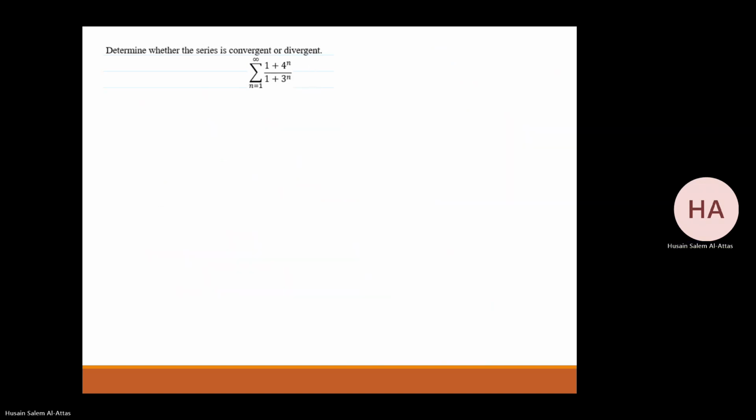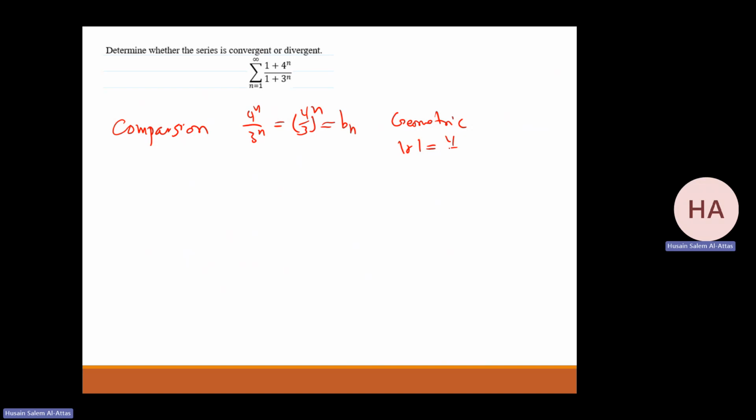This one, I compare it with what? My comparison series, the nth term, I have 4 to the power n over 3 to the power n, which is 4 over 3 to the power n. Now be careful, this is geometric. So this is my Bn. It's geometric, and r = 4 over 3 is greater than 1, so it diverges. So now I find the limit. This is An.